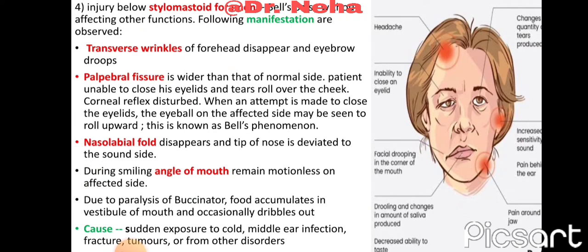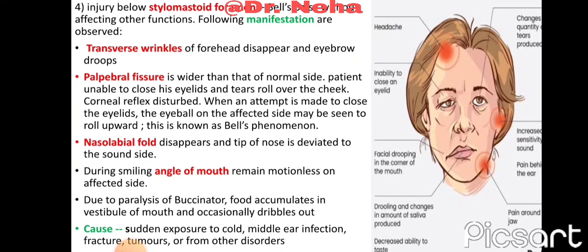Next is injury below the stylomastoid foramen. If injury of the facial nerve occurs below the stylomastoid foramen, it will cause Bell's palsy without affecting other functions. The causes of Bell's palsy are sudden exposure to cold, middle ear infection, fracture, tumor, or other disorders. These are the following manifestations which are observed in case of Bell's palsy.